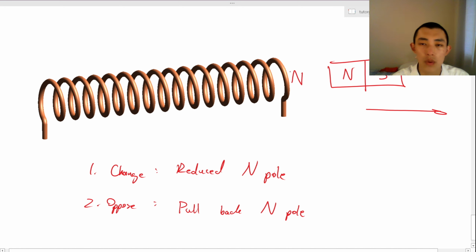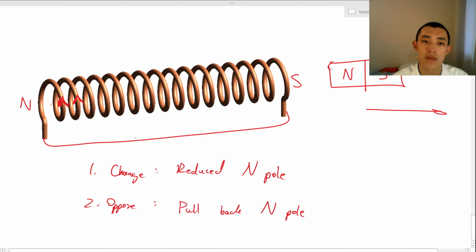So if we induce a north pole here, that'll be really bad. That would just prompt the north pole to go away even faster. We want a south pole here to tantalize this north pole back. So again, we want a south pole here, north pole here. It's the exact same thing as before. We want to have an upwards current on the front. So sideways current here.